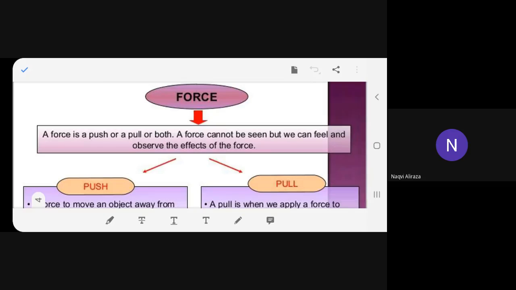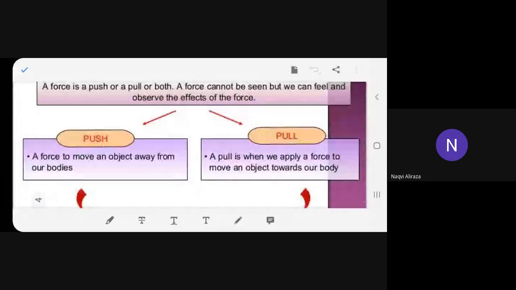We cannot see the force, but we can feel it. And you can get the effect of the force. If someone pushes you, you fall. If someone pulls you, you get hurt, isn't it? Your hand pains if someone pulls you. So you can feel it, you can observe it. Now let's see what are the push and pull.